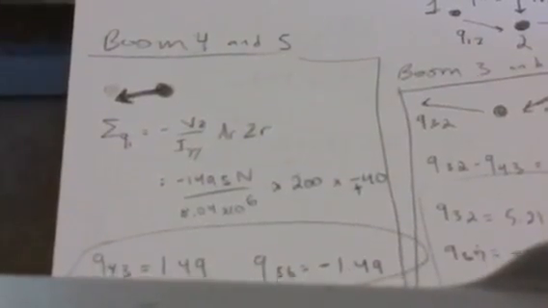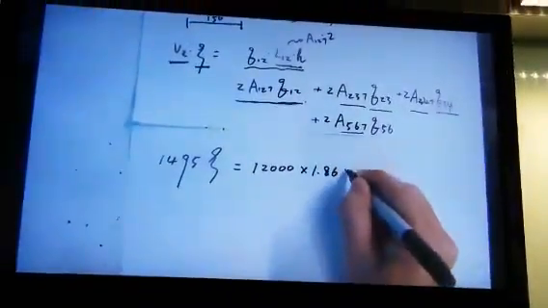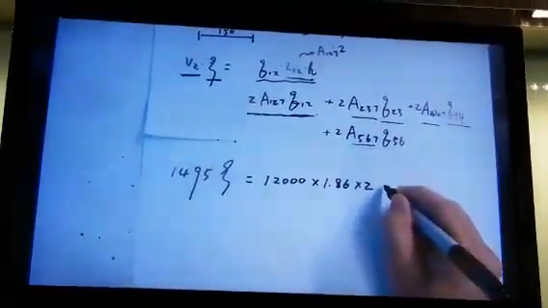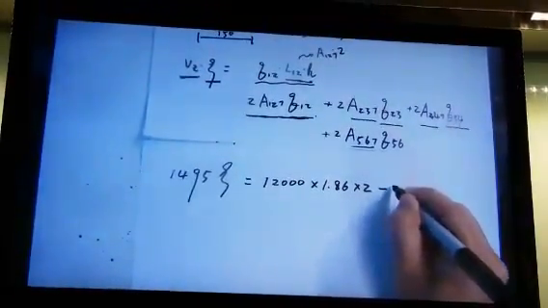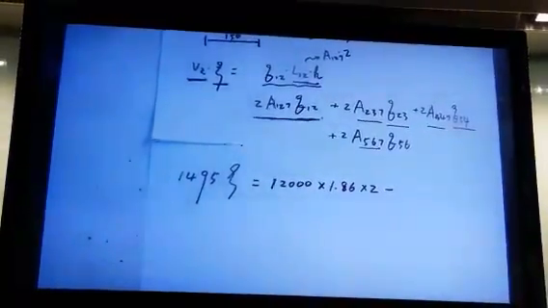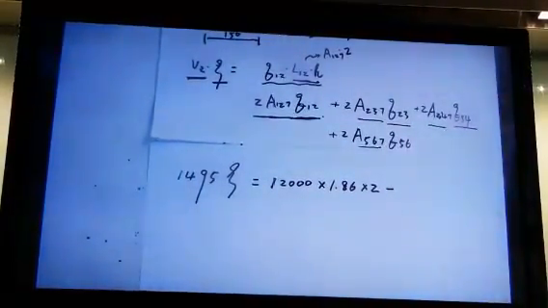The first term, the area times 2, the area of 127 is 12,000. And the shear flow from Q12, you already calculated, is 1.86 times 2. This is the first term. The second term is minus. Why is it minus? Because Q23 is negative. It's flowing from 3 to 2, not flowing from 2 to 3.